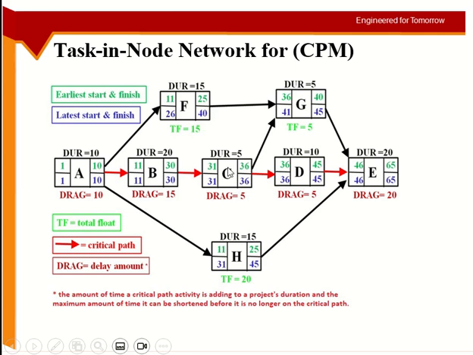Same thing will happen for C. Now you can see 30, then 31 plus 5. There's some problem here, I believe.